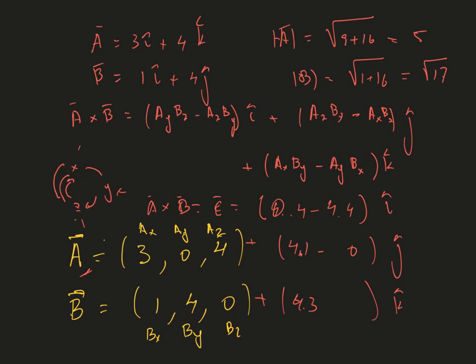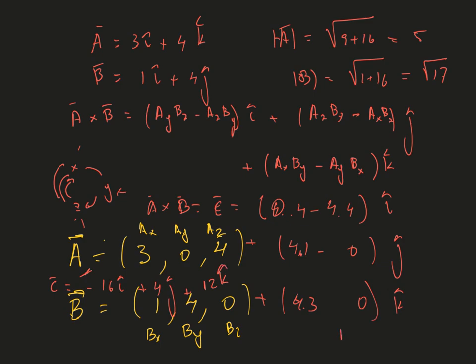Minus AY VX, AY 0 by something, 0. So C will be minus 16i, correct, plus 4j, correct, plus 4.